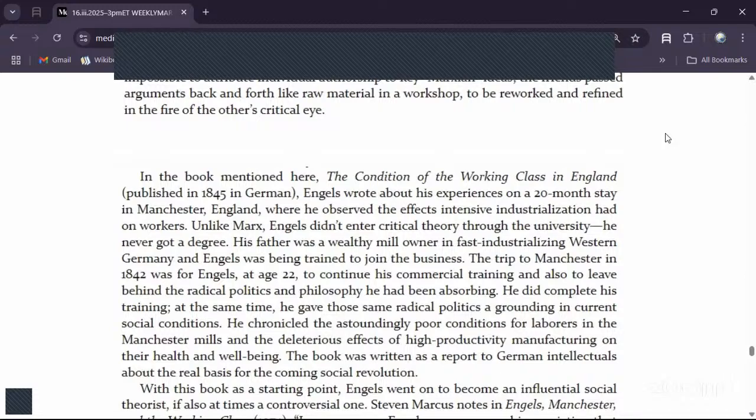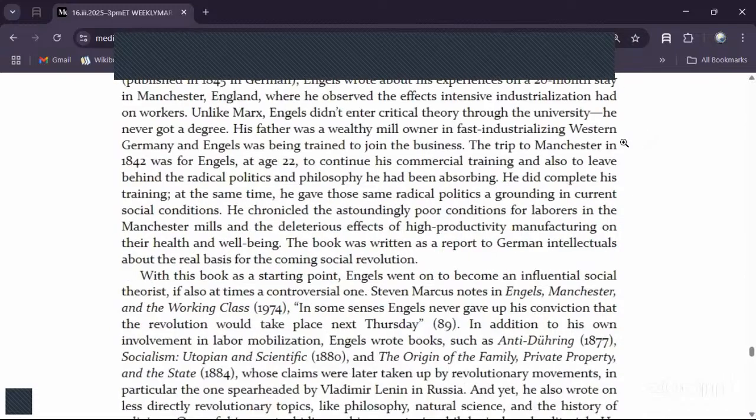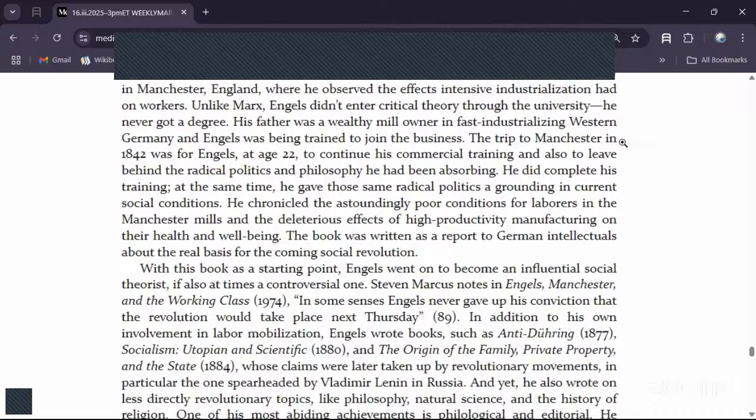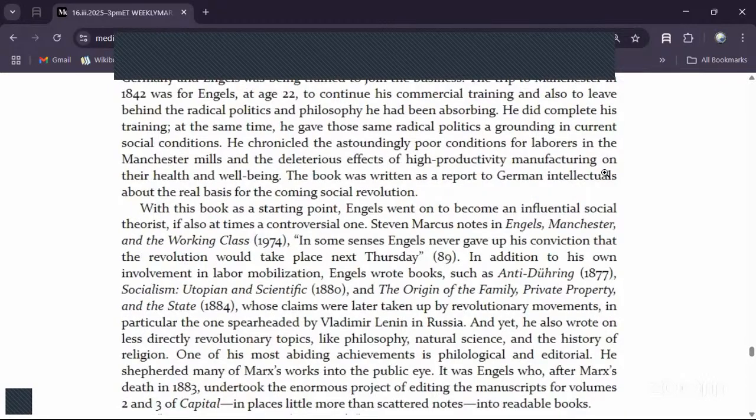He chronicled the astonishingly poor conditions for laborers in the Manchester mills and the deleterious effects of high productivity manufacturing on their health and well-being. The book was written as a report to German intellectuals about the real basis for the coming social revolution. With this book as a starting point, Engels went on to become an influential social theorist, if also at times a controversial one. Stephen Marcus notes in Engels' Manchester and the Working Class, 1974, "In some senses, Engels never gave up his conviction that the revolution would take place next Thursday."